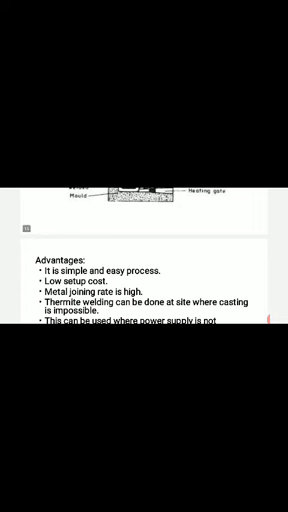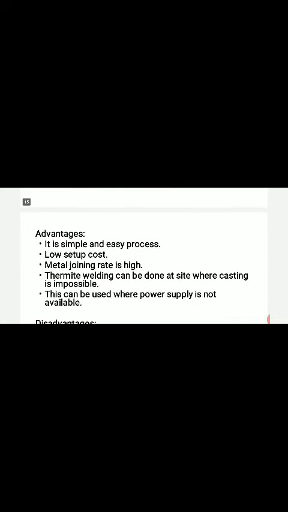Then what are the advantages of this? It is a simple and easy process, with low setup cost, and the metal joining rate is high. Thermite welding can be done at site where casting is impossible. This can be used where power supply is not available.